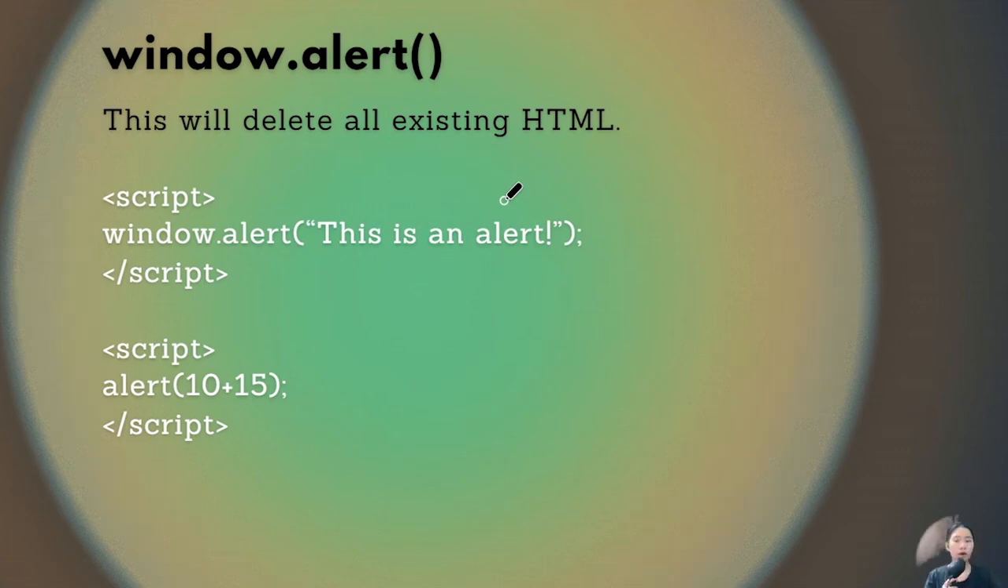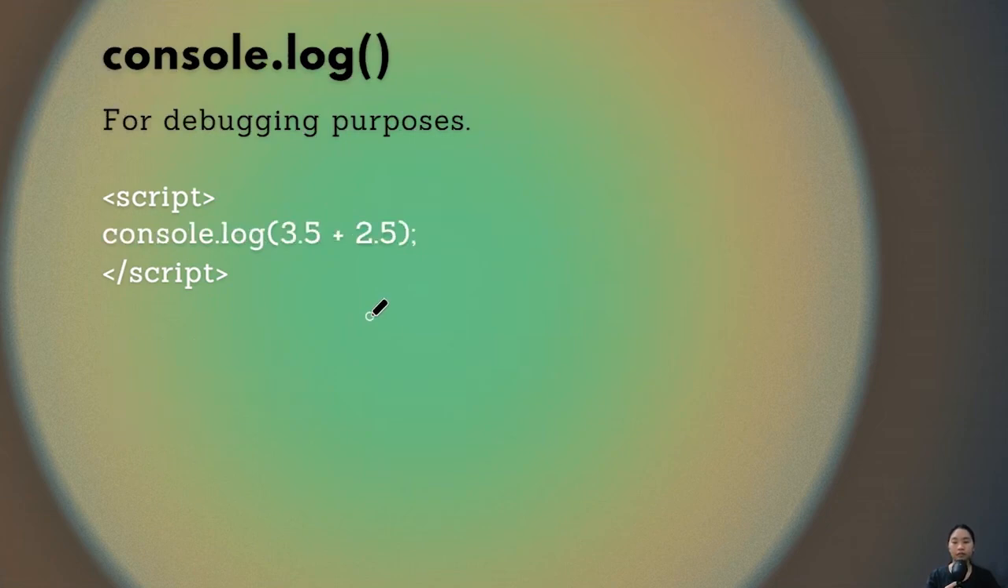It's just going to give a little pop-up that says this is an alert. Or you can alert 10 plus 15 equals 25. You can use strings, integers, floats, booleans. It's up to you to test it out.